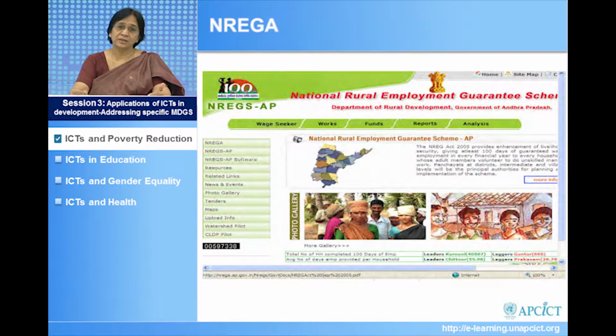So NREGA Andhra Pradesh is an example of an indirect intervention, where the program is one of guaranteeing employment, but the technology has been used to support the implementation of that program. And that is why NREGA has been recognized as a best practice worldwide for the efforts it has made in trying to reach the poor. I invite you again to visit its website and look not just for what made it a success, but also for what gaps there are and what you would do if you had to improve it.